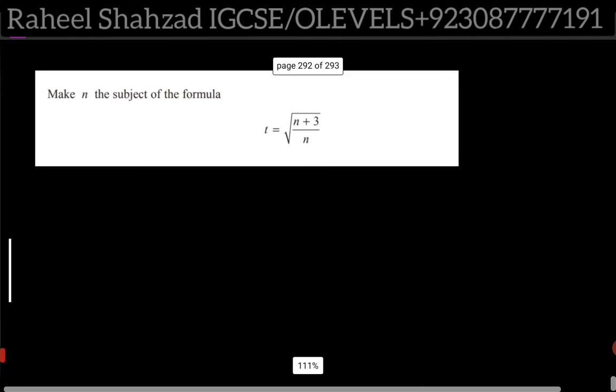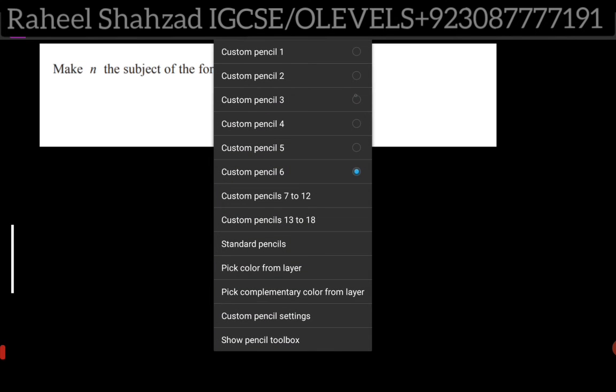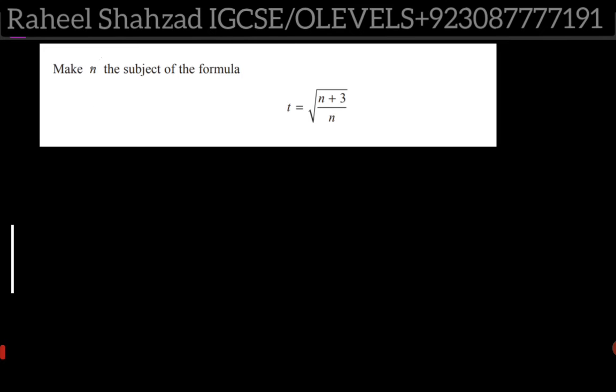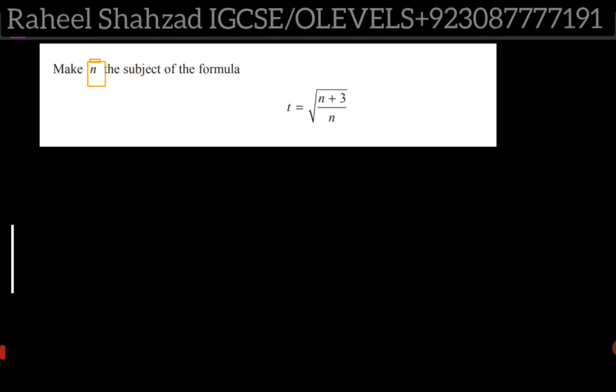Let's do it quickly. In the first case, make n the subject of the formula. We have t equal to the square root of n plus 3 divided by n. First of all, I have to take the square on both sides, so t square is equal to n plus 3 divided by n.